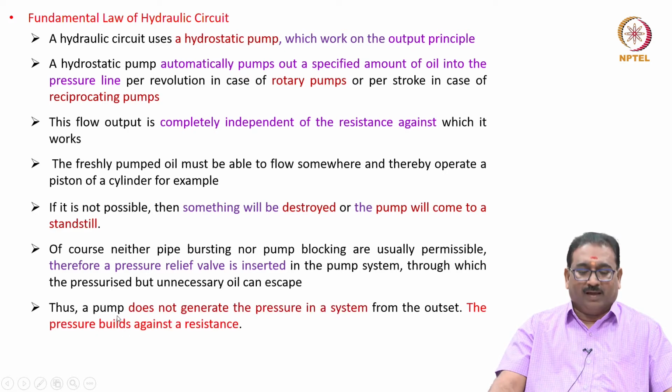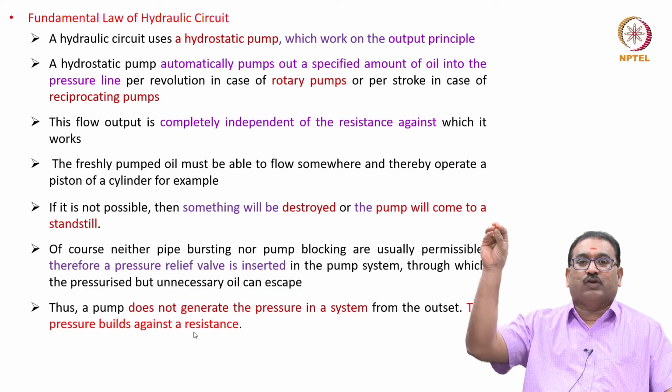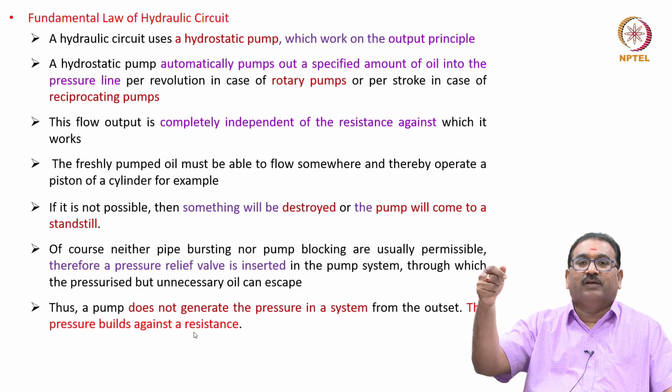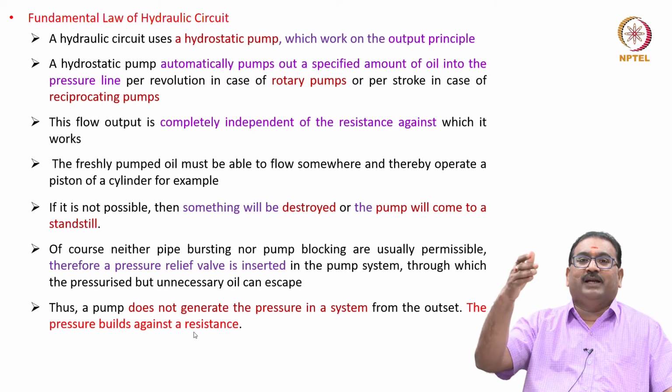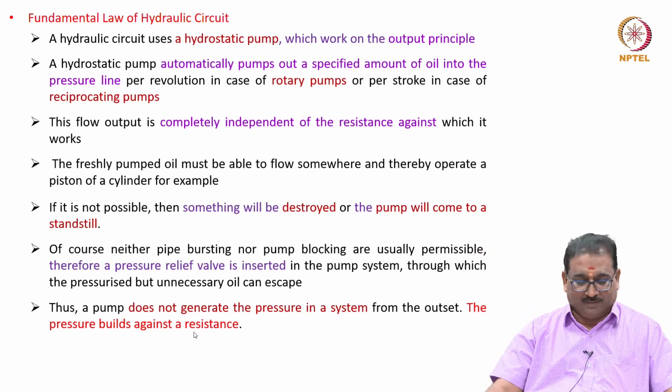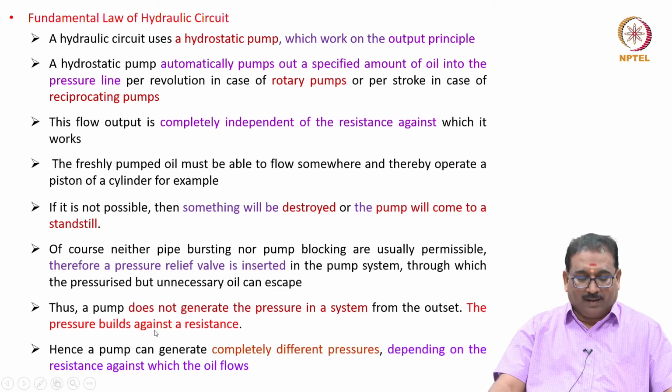Thus, a pump does not generate the pressure in the system from the outset. The pressure builds against the resistance coming from the actuator to move the load, to rotate the object, anything. The pump sucks the fluid and ejects the fluid. The pressure starts building from the resistance to this flow which arises from the actuator load. Hence, a pump can generate completely different pressures depending on the resistance against which oil flows.